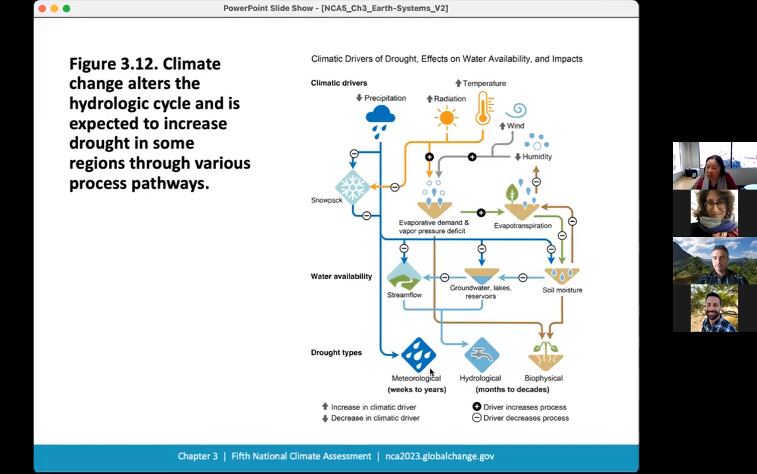So we talk about three types of drought: meteorological drought, which is mostly driven by changes in the precipitation, whereas hydrological and biophysical drought, one related to the streamflow in the river, and the other related more to the soil moisture, which is affecting agriculture, crops, and plants. And so these are all affected by these multiple processes going down from the climate drivers all the way to the drought condition. Because of climate change, we expect them to be changing in the future.